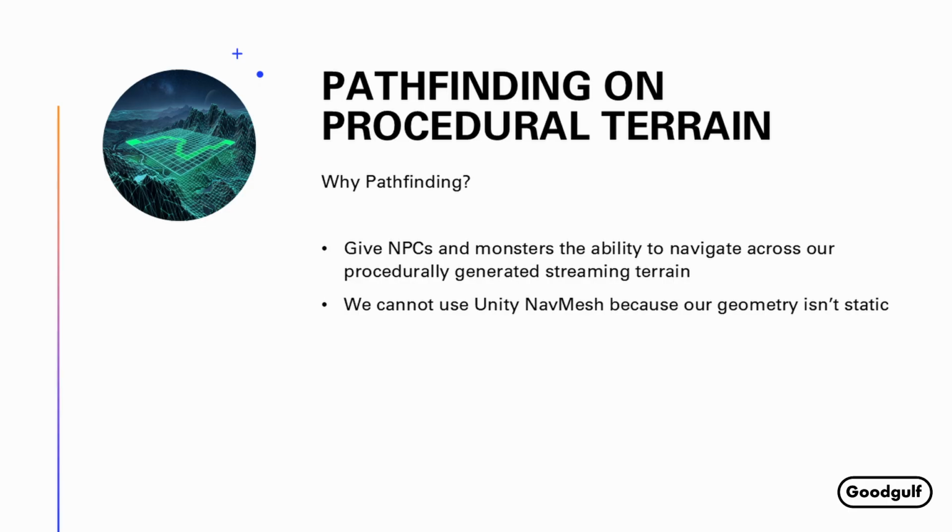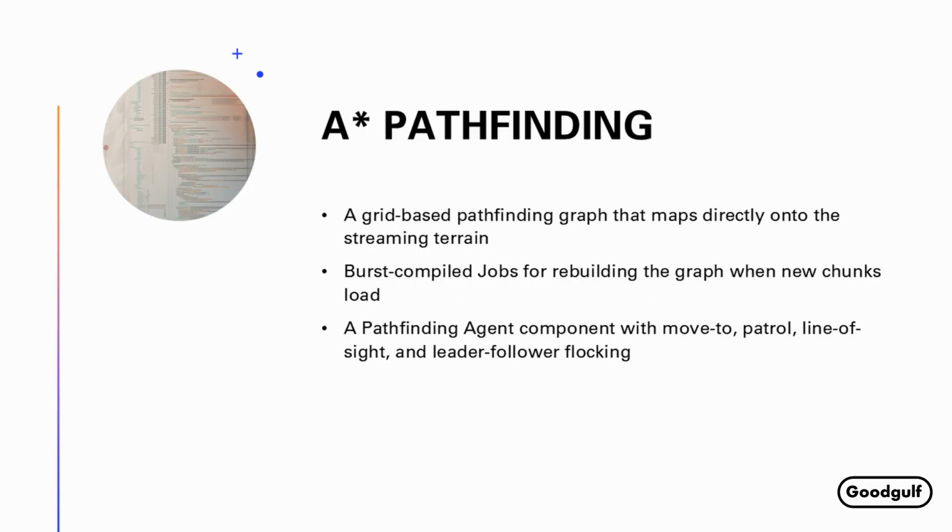There is no static geometry to bake against. We need a pathfinding graph that builds itself on the fly, updates when a new terrain chunk is loaded, and stays fast enough that enemies can navigate without causing frame drops. So instead of NavMesh, I built a custom A-star system. Here is what it includes in this first version.